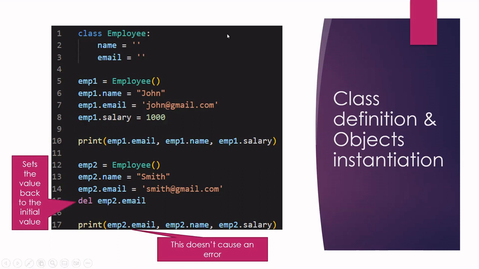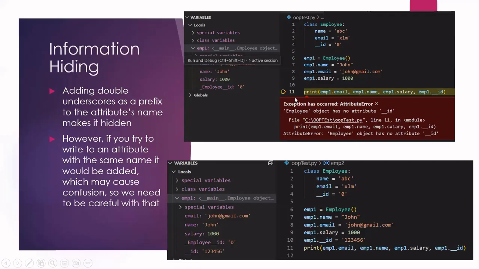Because email was defined at the class level, deleting it would just eliminate the value, but if it was like the salary, it would be deleted altogether and would give an error. All right.